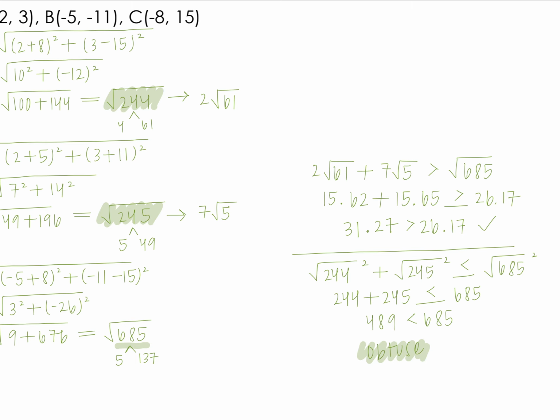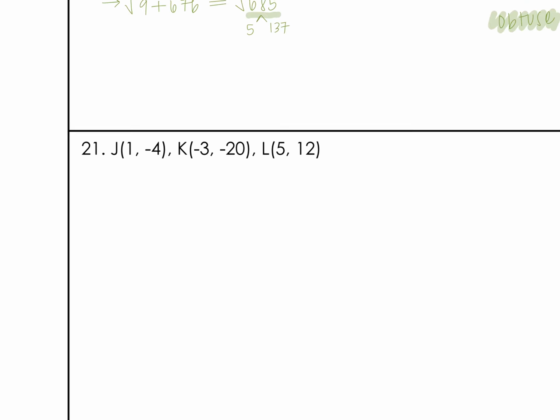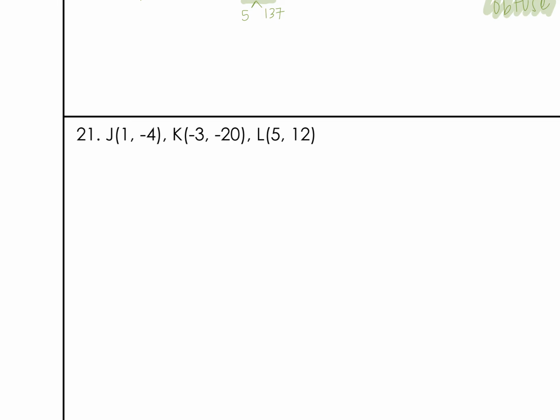All right, so now we can move on to our last problem. And that's going to be question number 21. So we're going to do the same idea. Okay, so we are going to plug in to the distance formula to find the length of, we'll start with JK first. Okay, so I'll have 1 minus -3, so plus 3 squared, plus my -4 minus -20, so plus 20 squared.